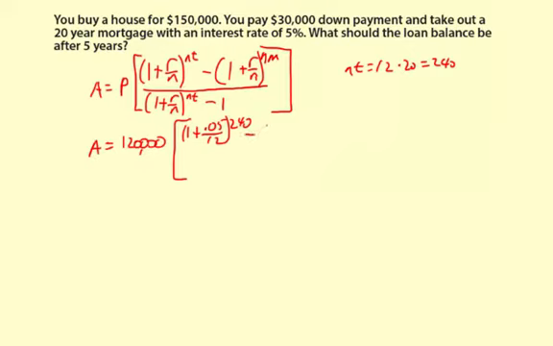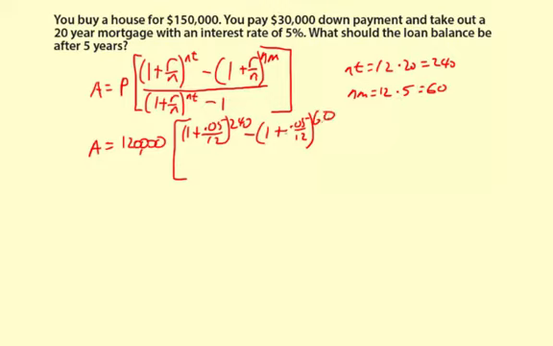Then minus 1 plus 0.05 divided by 12. And that's to the NM power. Well, NM, that's 12 times 5, the number of years payments made so far. So that equals 60.